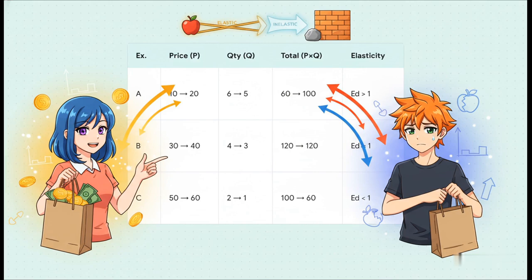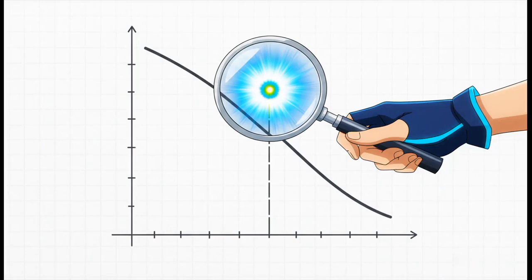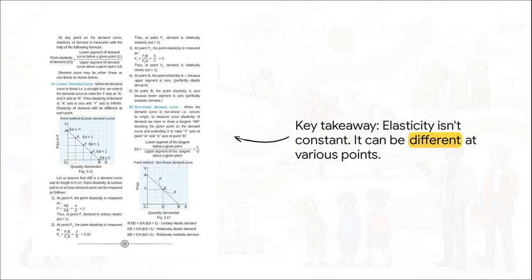It's pretty cool, right? Our last tool is a bit more of a specialist's tool. The geometric method is what you use when you want to measure elasticity not over a price change, but at one single specific point on a demand curve. Now, we're not going to get lost in the formula for this one, but the main thing to take away from this graph is that a product's elasticity isn't always the same number.